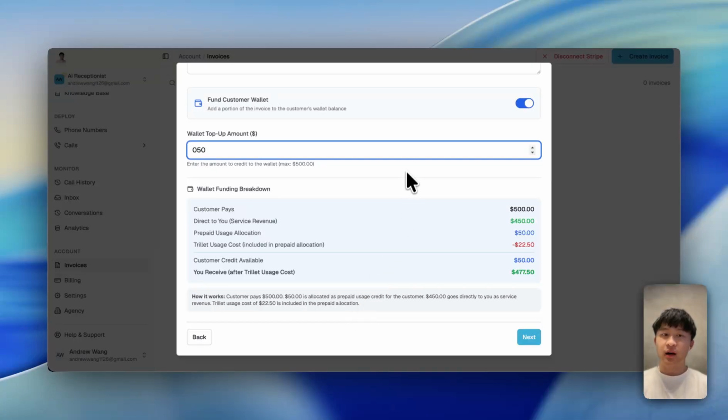So that's how I go through invoicing and try to explain invoicing. It is a bit confusing at the start, but feel free to comment if you guys have any questions, and I'm happy to answer anything.